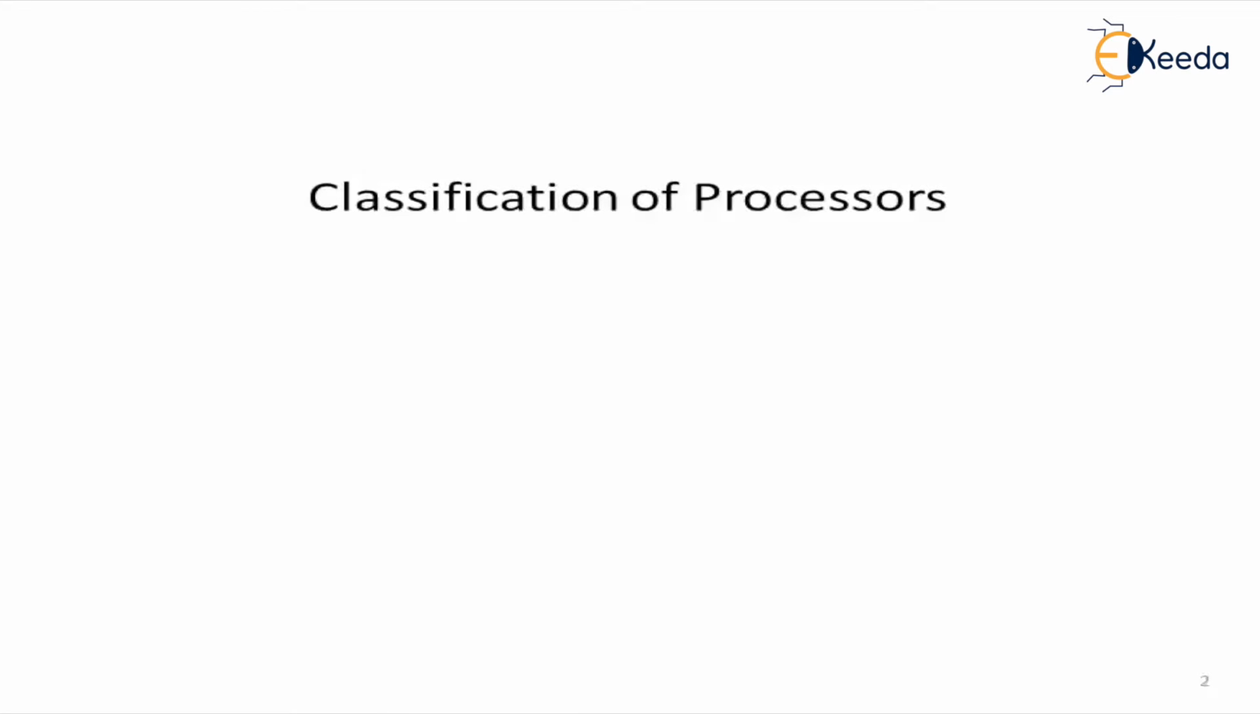Now, classification of processors. Why is classification of processors important? Because processors are classified into two categories. One depends on the different type of memory organization these processors are using. At the same time, it also depends upon the different type of instructions they are using, whether it is RISC or CISC, which we will look at one by one.